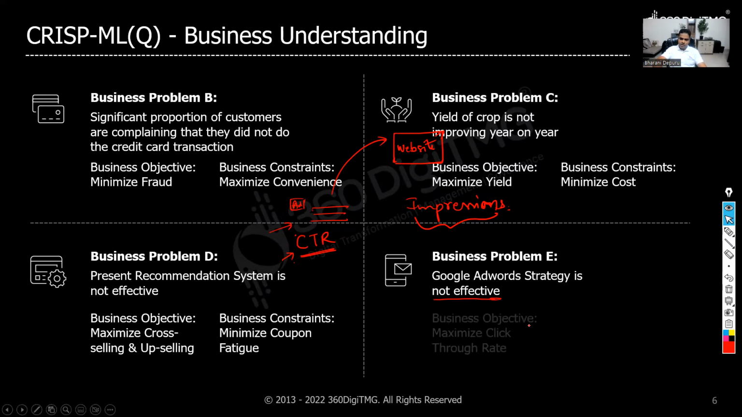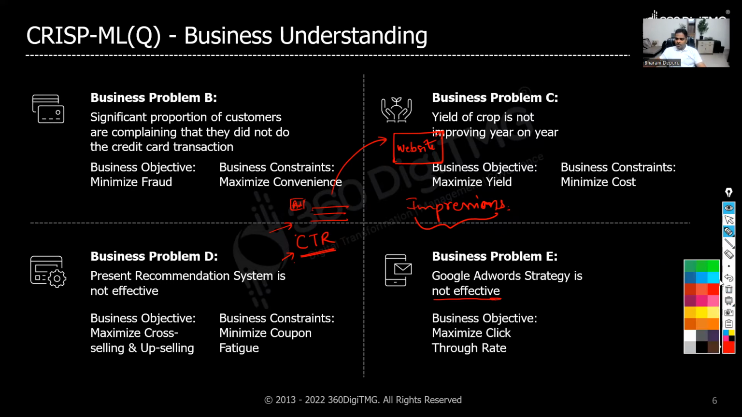But here, Google AdWords strategy is not effective. So maybe you'll say that the business objective function here is to maximize the click-through rate. So you are now starting to focus on increasing the number of customers who click. If I were to increase that, a common sense driven strategy would be, let me put more money into Google AdWords so that it appears for more customers so that more people click on that.